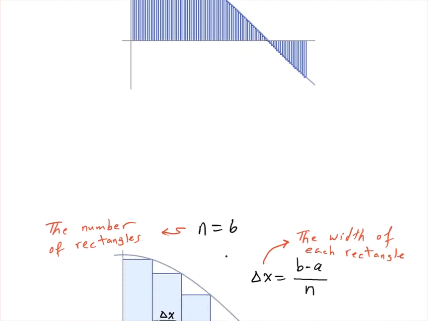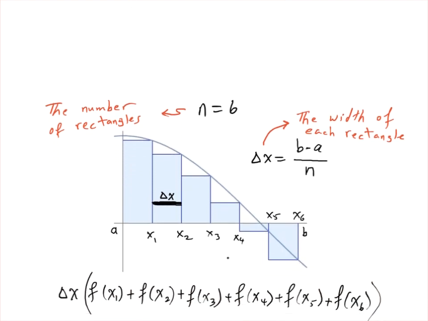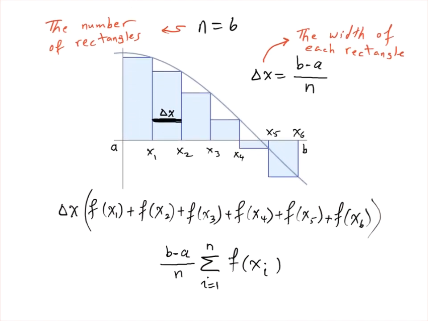Now let's symbolize this problem. We use n to indicate the number of rectangles. In this case, n is 6. And delta x denotes the width of each rectangle. So if we divide the total length of the interval from a to b, which is b minus a, by n, that gives us delta x. So this is a formula for delta x.